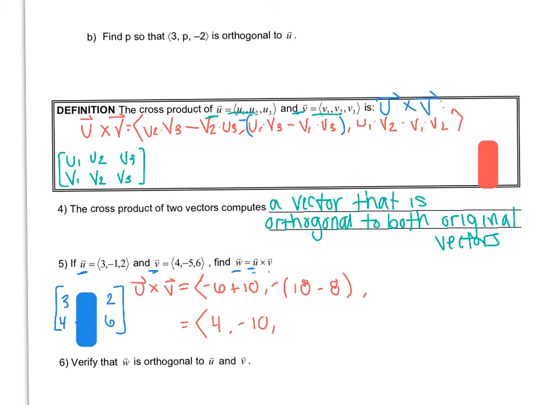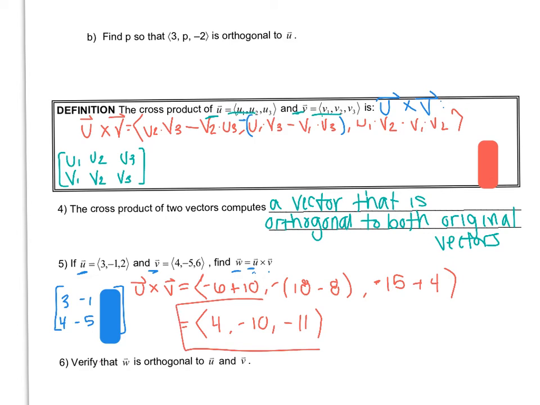For the third value, we cover up the third column and continue. That would be 3 times negative 5, which is negative 15, minus 4 times negative 1. Minus negative 4 would be plus 4. And so the final value is negative 11. So this cross product results in this new vector that is orthogonal, or perpendicular, to both of the original vectors.